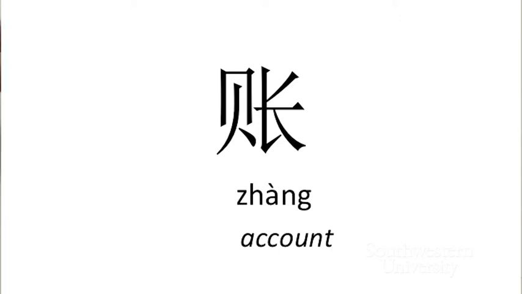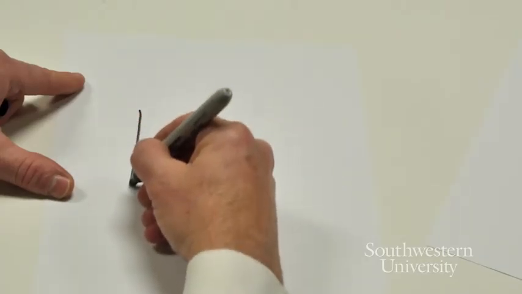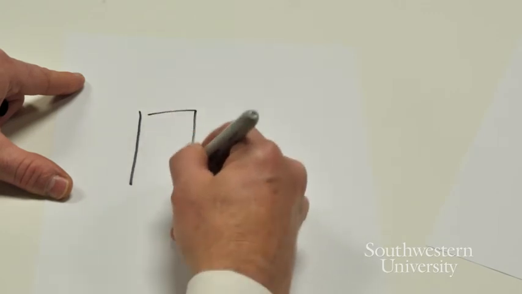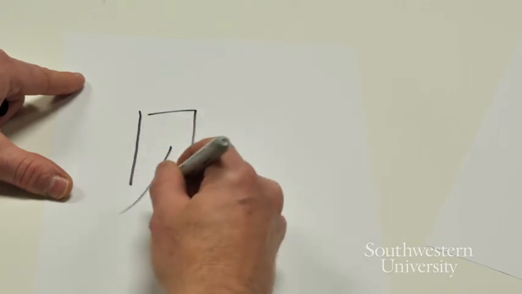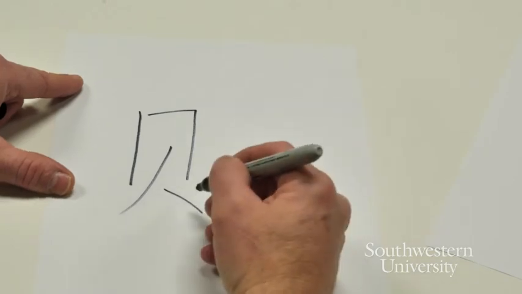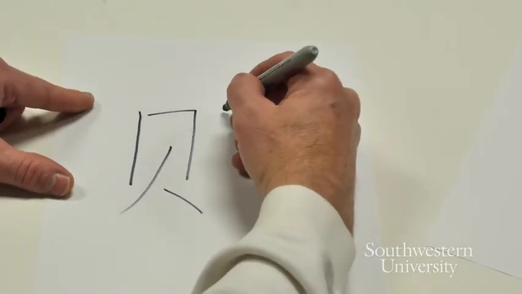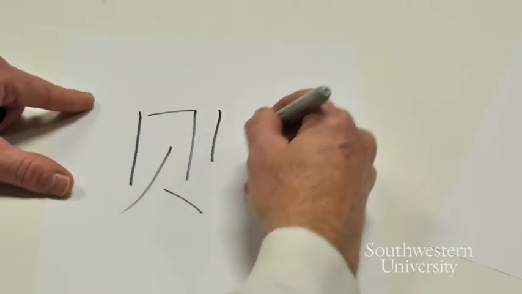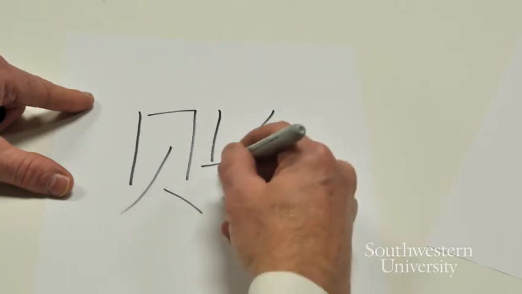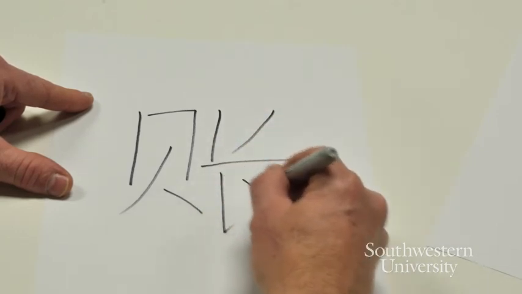Zhang, an account, has bei or cowrie shell or just money as the radical, the significant, and then chang as the phonetic. There we go. Zhang.